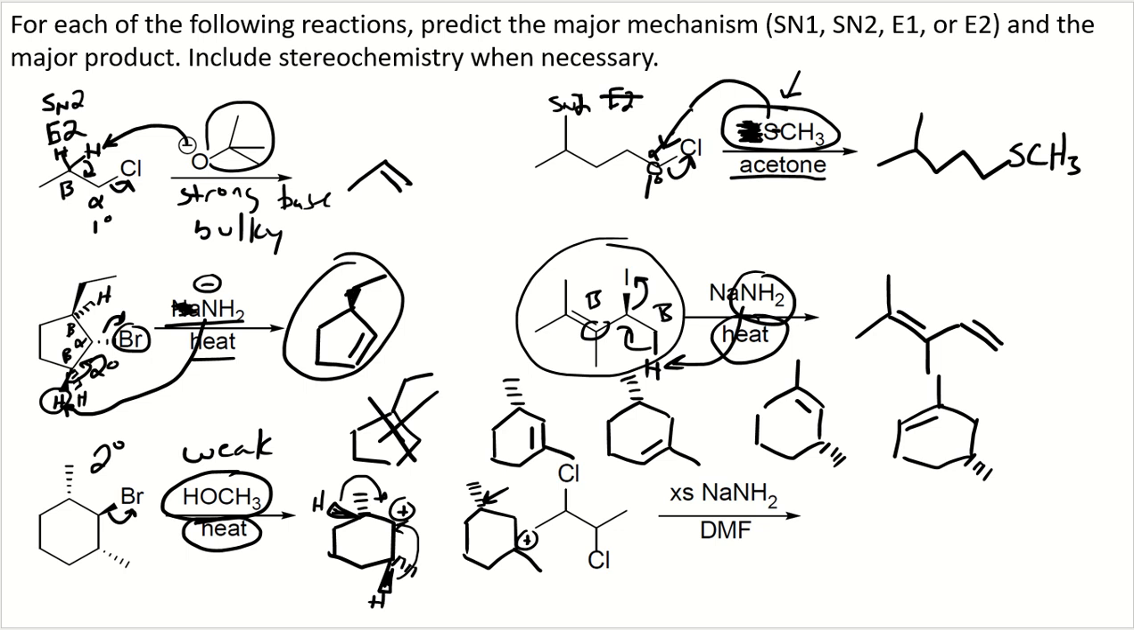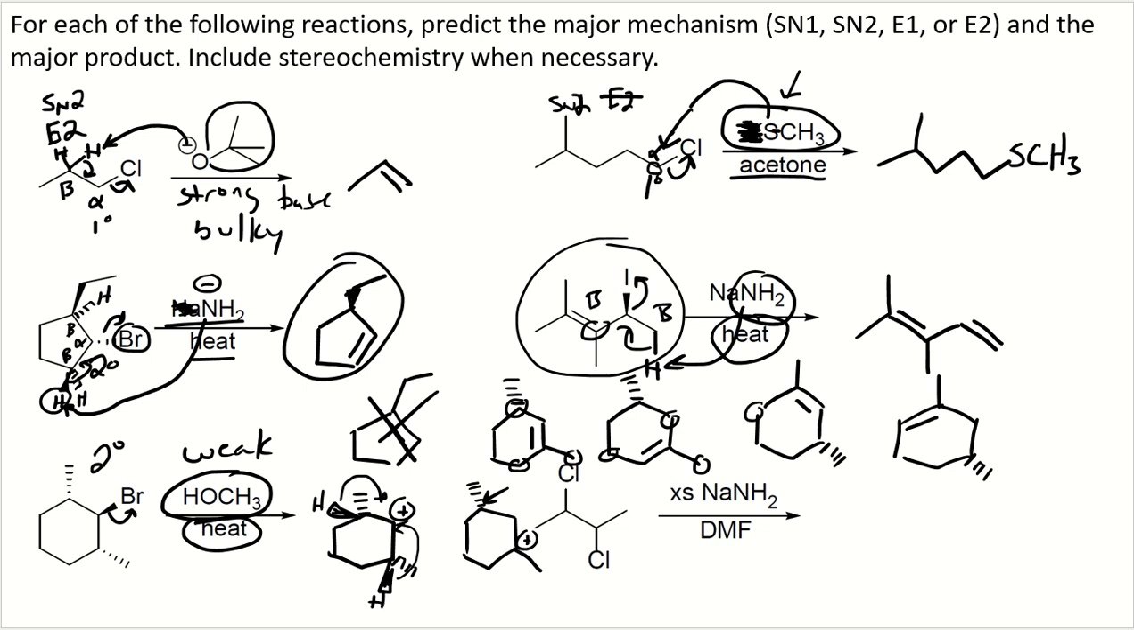Now, why did I eliminate within the ring, and not out towards the methyl group in either of those scenarios? Again, that's because we did E1, which is a Zaitsev favoring mechanism. We're going to get the more substituted alkene. And all the alkenes I drew are tri-substituted. They have 3 carbons attached to the double bond.